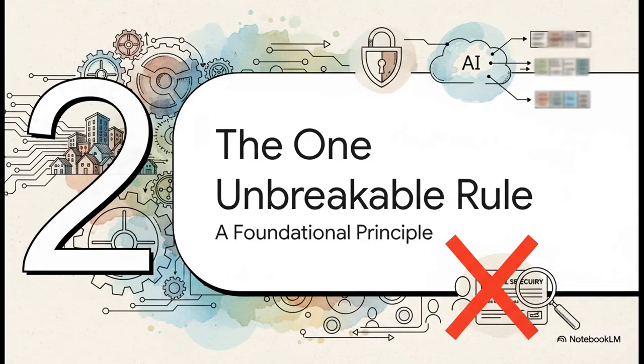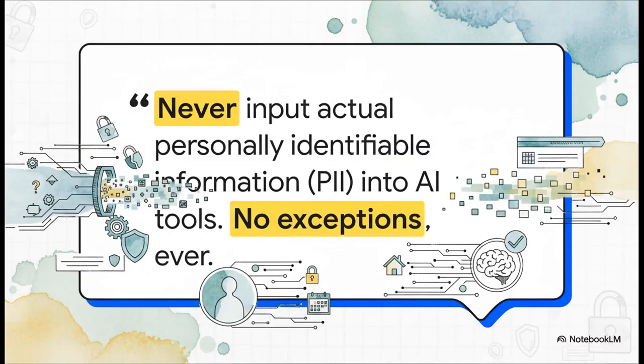Now, I know that might sound a little daunting, but here's the good news. Protecting your organization really just comes down to following one single foundational rule. This is probably the most important thing you'll take away from our time together, so let's make it absolutely crystal clear. This is it. This is the whole shebang. Never, ever, under any circumstances, input actual personally identifiable information, we call that PII, into any AI tool. I'm talking no names, no addresses, no specific client details, no exceptions, ever. This has to become like breathing for you and your team.